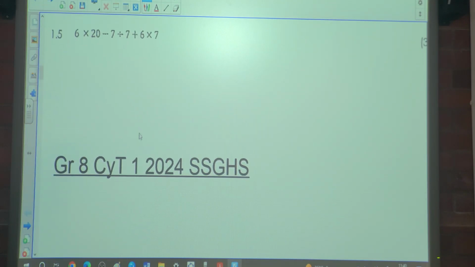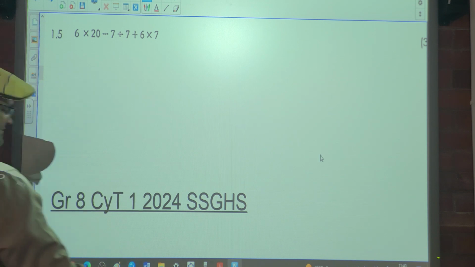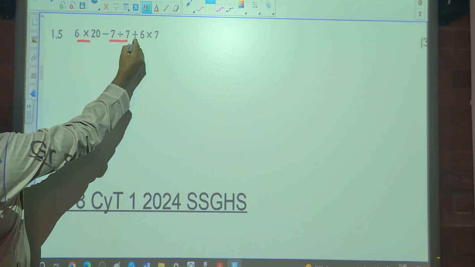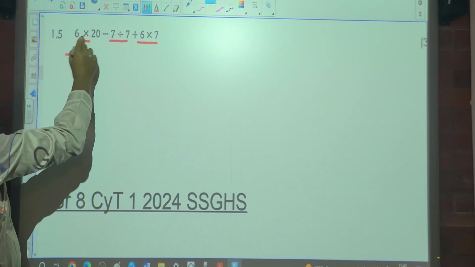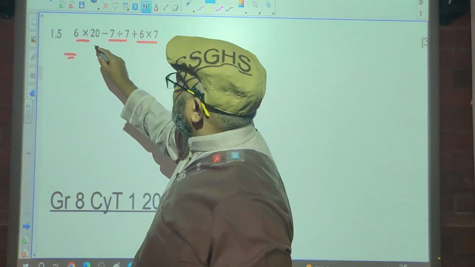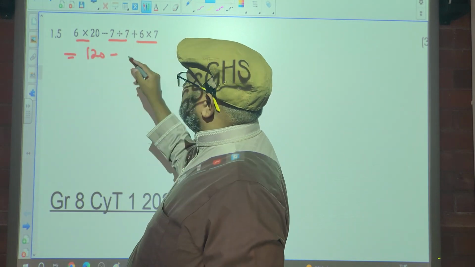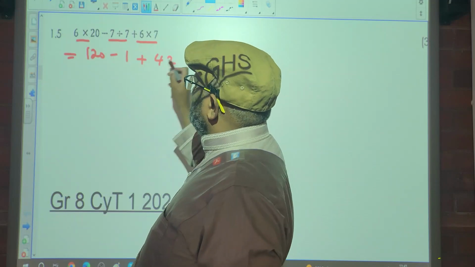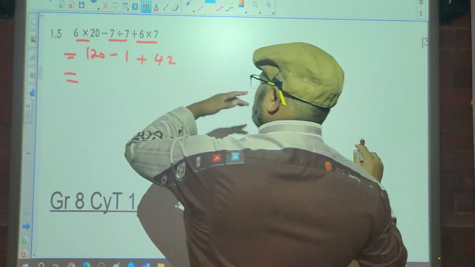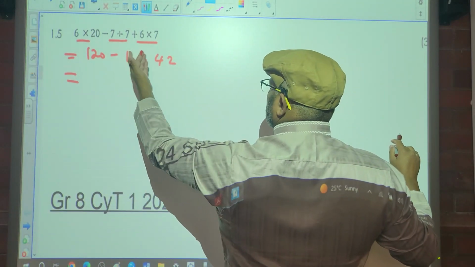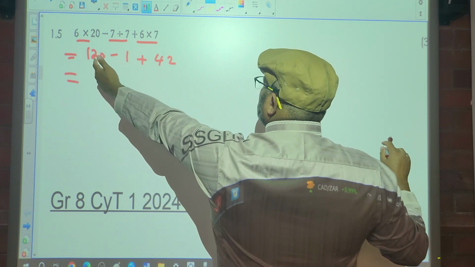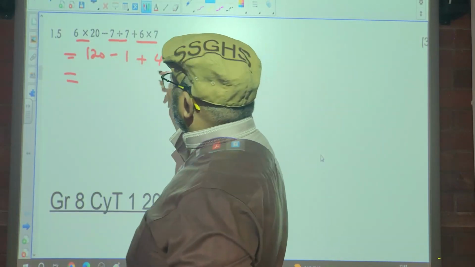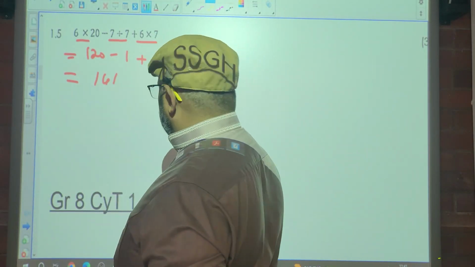1.5. What needs to be done first here? According to BODMAS, division and multiplication can be done. So 6 multiplied by 20 is 120, minus 7 divided by 7 is 1, plus 6 times 7 is 42. So from left to right, we can do subtraction or addition, whatever comes first. 120 minus 1 is 119. 119 plus 42 is 161.